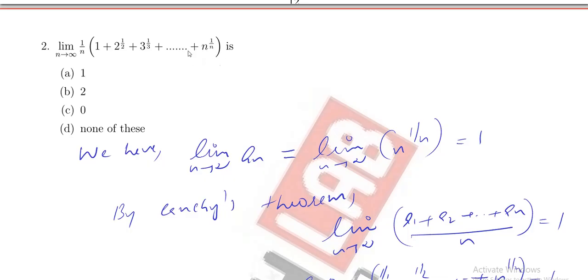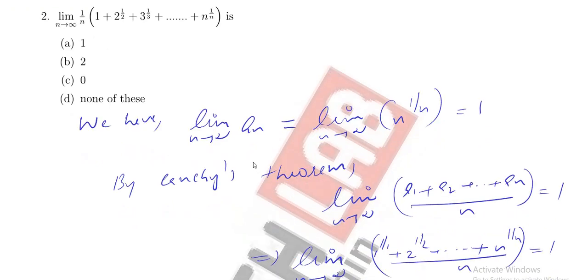Okay, so here you consider n to the power 1 by n as an, and you take the limit of that. And we know that nth root of n as n tends to infinity is going to be 1. That's a standard limit. Now, by Cauchy's theorem, if we have an converging to a, then its arithmetic means also converge to the same limit a. That's what that theorem says. So limit n tends to infinity a1 plus a2 plus etc. plus an by n converges to the same limit of an, and that's equal to 1.